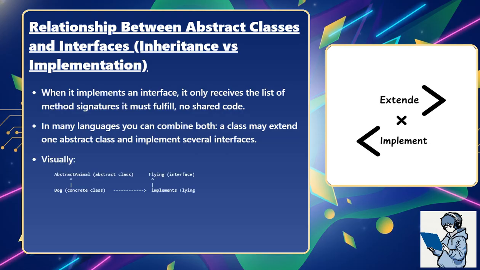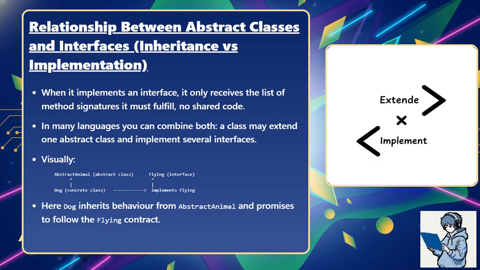Visually, imagine an abstract class called Abstract Animal and an interface called Flying. An arrow points down from each of them to a concrete class called Dog. From Dog, there is a line indicating it implements Flying. Here, Dog inherits behavior from Abstract Animal and promises to follow the Flying contract.